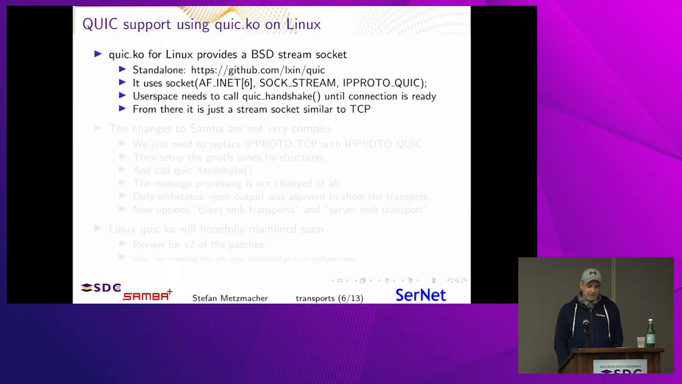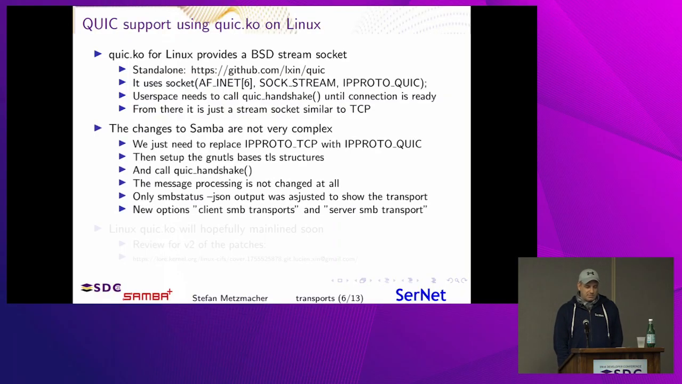And that way you can open such a socket, and from user space you need to do a few calls with QUIC handshake. That means there are a few out-of-band messages between kernel and user space in order to negotiate the crypto keys and so on. And after that, it's just an ordinary stream socket for user space. There are ways to use multiple streams there, but by default it's possible to have just one, and then you can just use it as a TCP socket.